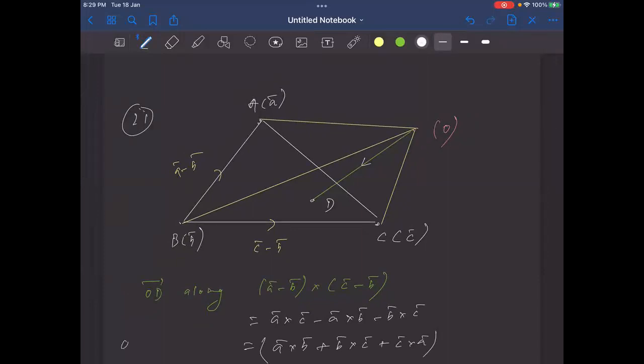This OD vector is along this. Can I say that? Yes, we can say OD vector is along this. Clear? Yes, sir. Now if I talk about the distance OD, the distance OD is nothing but the projection of vector A along vector OD, correct?